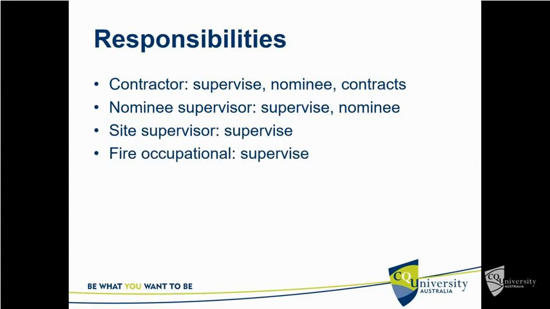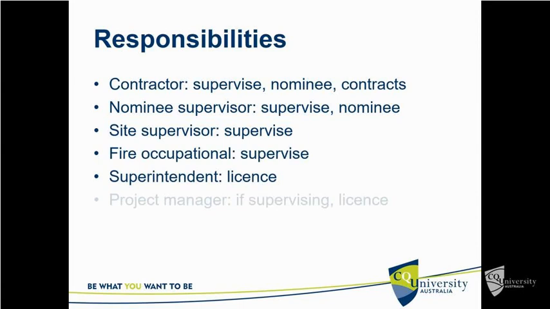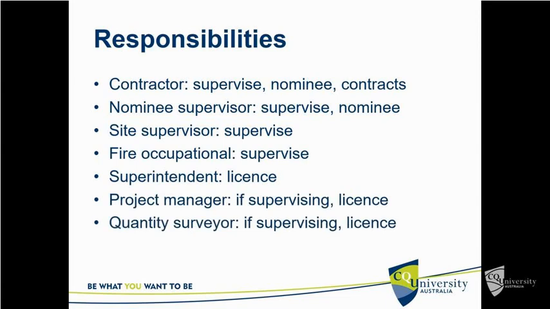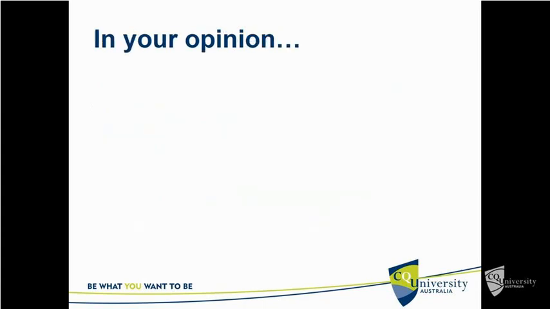So notice that everybody's relying on tiny specializations here. You can have a superintendent, project manager, and if he's supervising, he needs a license. A quantity surveyor, if supervising, he needs a license. And a building certifier, as we noticed there with the 3 levels of licenses that they hold.